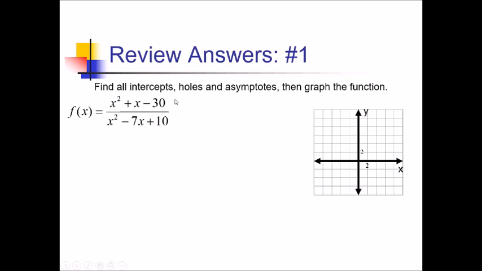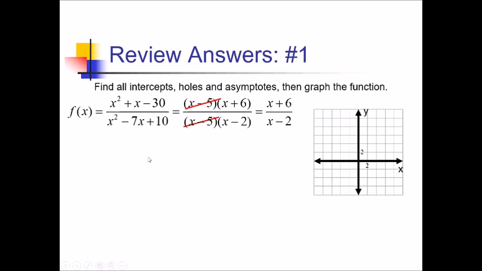Taking a look at my numerator, I need numbers that multiply to negative 30 and add up to 1. That would be negative 5 and positive 6, so x minus 5, x plus 6. In the denominator, I'm looking for numbers that multiply to 10 and add up to negative 7. So negative 2 and negative 5 would help me down there. X minus 2, x minus 5. I see very quickly that these x minus 5s can cancel, leaving me with the simplified function of x plus 6 over x minus 2, which I'm going to need for quite a few things down here. So let's go ahead now and find the different intercepts, holes, and asymptotes, and then we'll graph this.